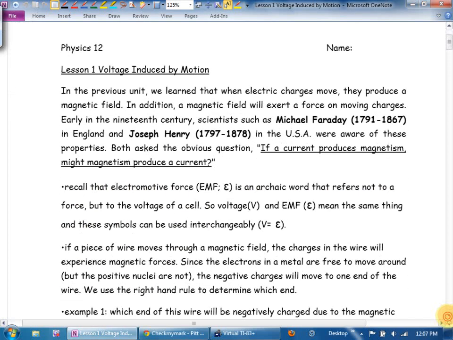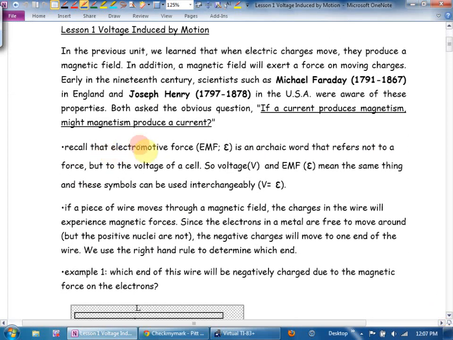A bit of terminology. Recall this funky symbol here, which we used in the circuitry unit for voltage. It stood for EMF. It stands for the word electromotive force, and it's terribly named, because it's not a force. It's not measured in newtons. It's measured in volts. It's an archaic word, an old word, that refers not to a force, but to a voltage in a cell. So voltage and EMF mean the same thing.